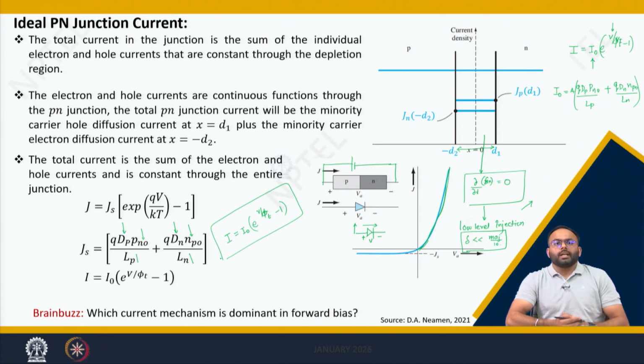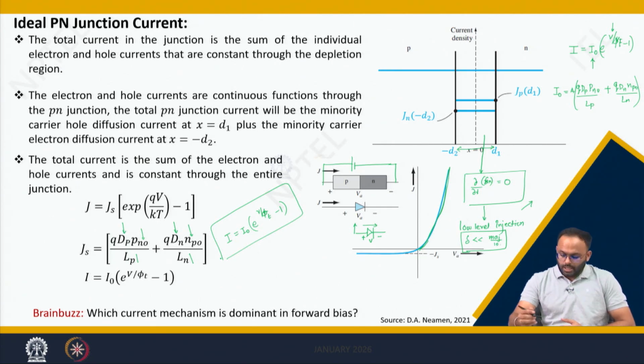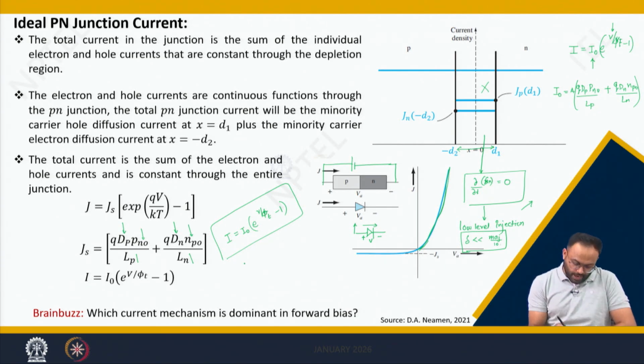We have taken many approximations to simplify this diode current equation, like I mentioned: the depletion approximation, low level injection, and no mobile carriers available in the depletion region. But in practice these approximations do not hold good, and hence we need to use a non-ideality factor, which we call eta. So V by eta into phi t, minus 1. This captures the non-ideality of the p-n junction. For silicon, eta is equal to 2.